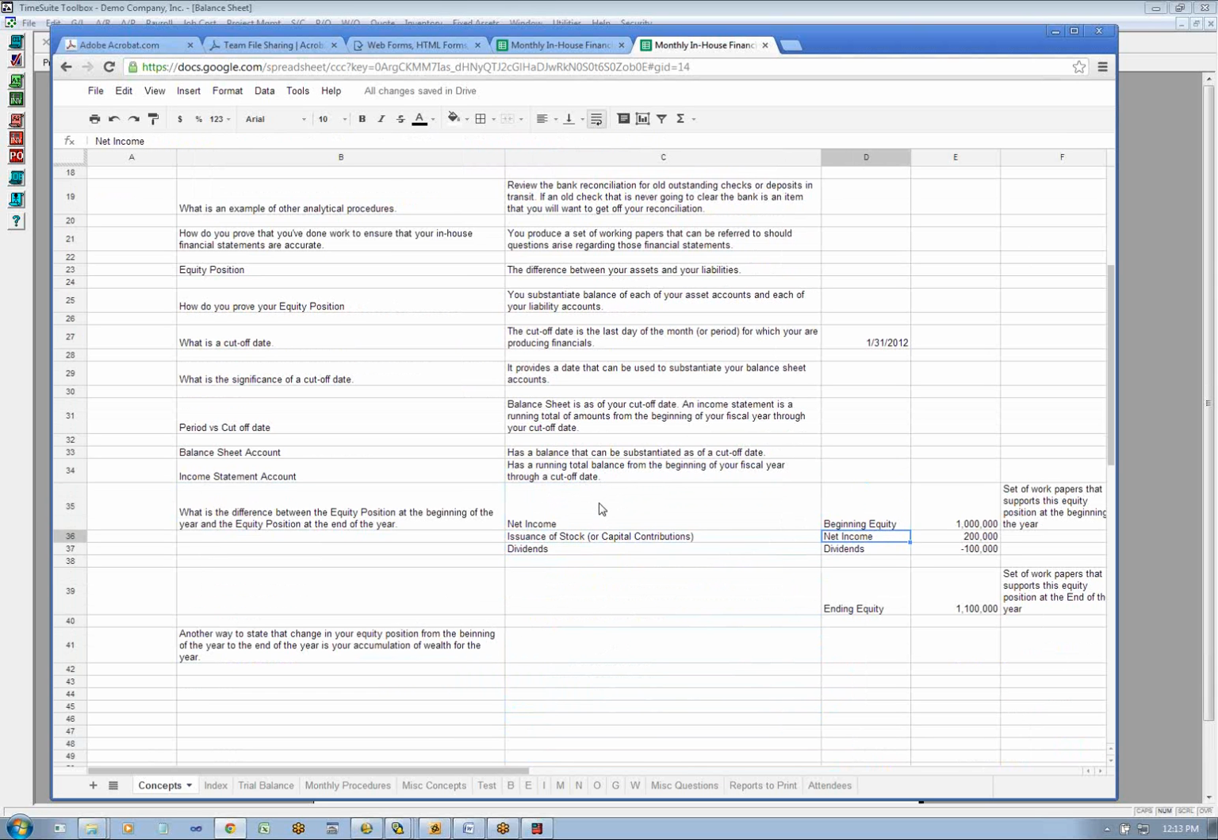We're going to talk about your beginning equity and how it ties to your ending equity. Your beginning equity is the difference between your assets and liabilities. So at the beginning of the year you had assets and liabilities, and the difference was your equity. At the end of the year you have certain assets and liabilities, and the difference is your ending equity. And the difference can be substantiated through your income statement by your net income, and then if you had any distributions, you'd have to factor that out.